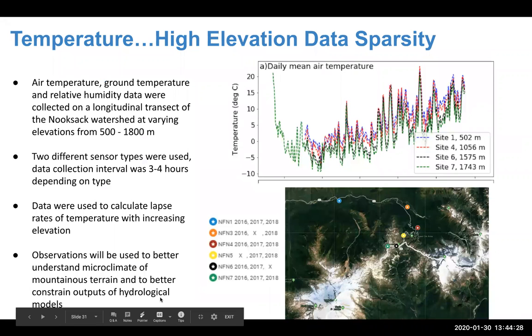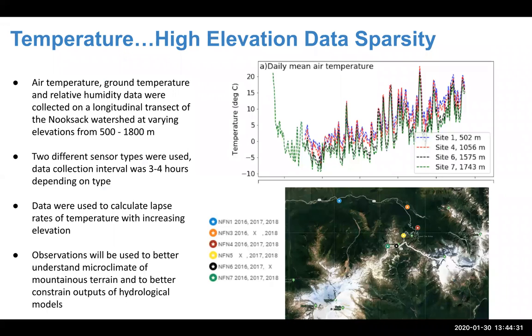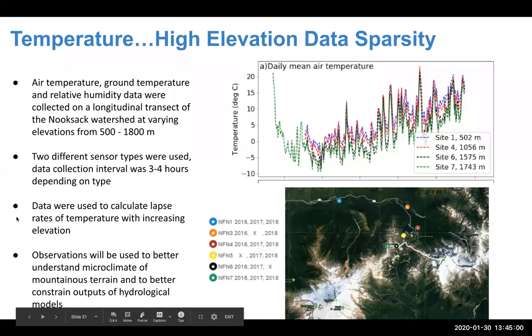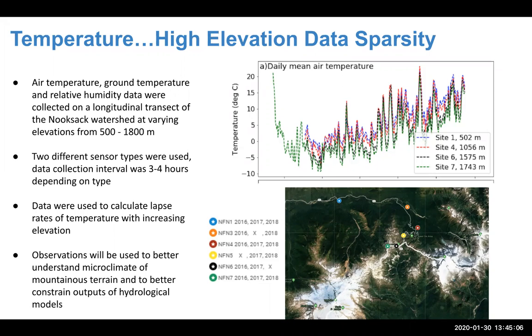Okay, so what we found in developing those models is just these data gaps, this lack of data, especially of air temperature at high elevations. The Nooksack watershed drains Mount Baker, which is a heavily glaciated volcano, as you can see in the map there. And so we set out a few years ago to measure air temperature, ground temperature, and relative humidity at various elevations along a transect to better understand lapse rates of air temperature in mountainous terrain. Many models use a linear or a constant lapse rate through time, which we found to be misrepresentative of a glaciated, maritime, and rainy watershed.